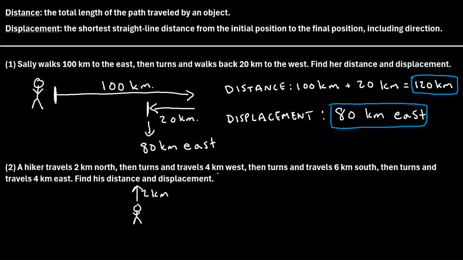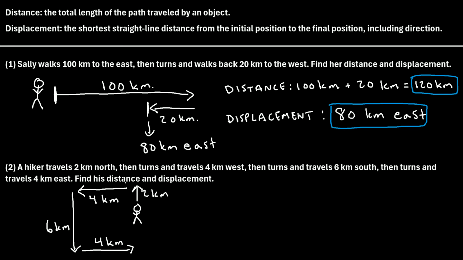Then he turns and he travels 4 kilometers west. So let's draw that. 4 kilometers west. Then turns and travels 6 kilometers south. So let's draw that. So 6 kilometers south. And lastly, he turns and travels 4 kilometers east. So 4 kilometers east. So let's write 4 kilometers right there as well.